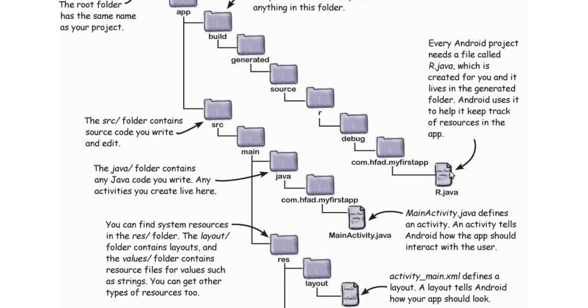So the r.java file is basically a file where all the identifiers would be stored, and we can access these identifiers anywhere inside the application. So it is a mechanism by which we can access any widget or any layout from anywhere.